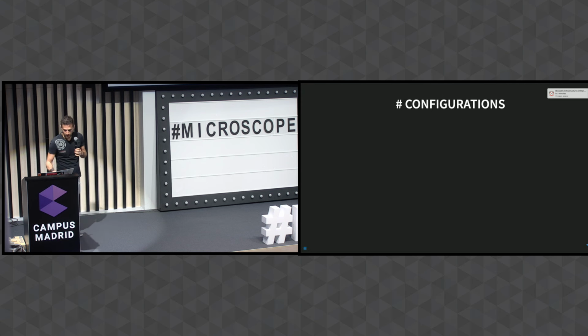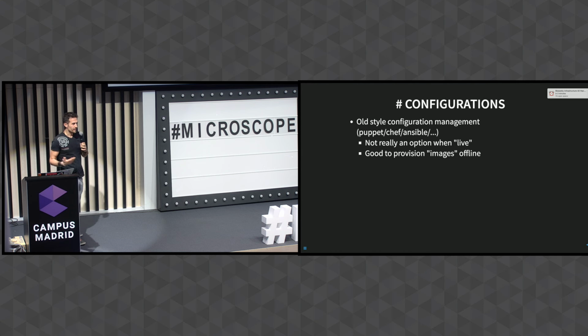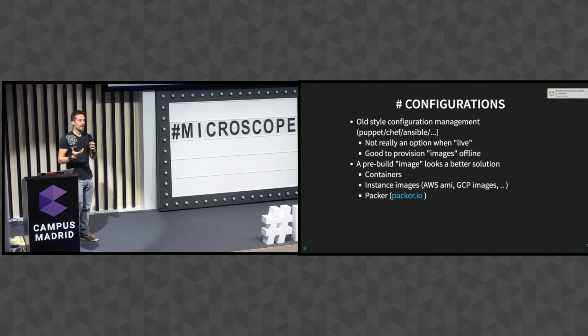So the whole way of running configuration software like Chef, Puppet, Ansible, the one you like, it doesn't really work when you are dealing with microservices. They are good tools to configure your, let's call it, image, but then what works is having a pre-built image, something that you can just spawn up and run. It's already configured, everything is already there.